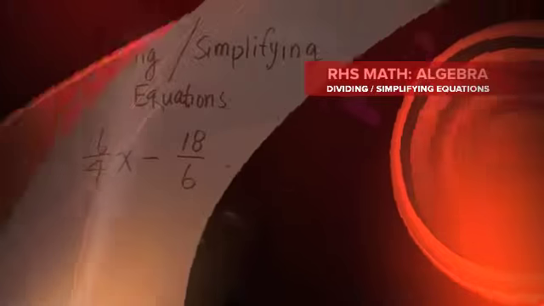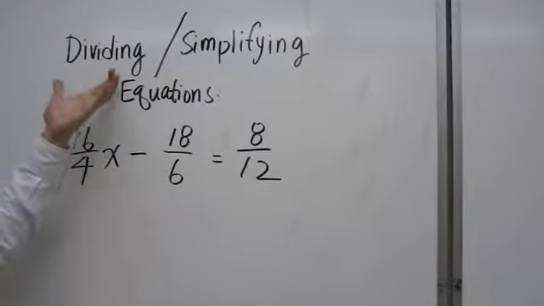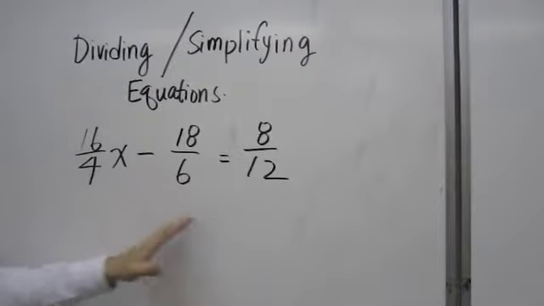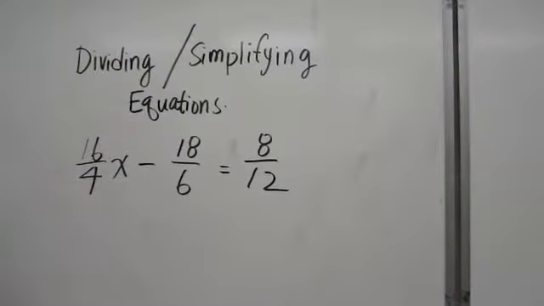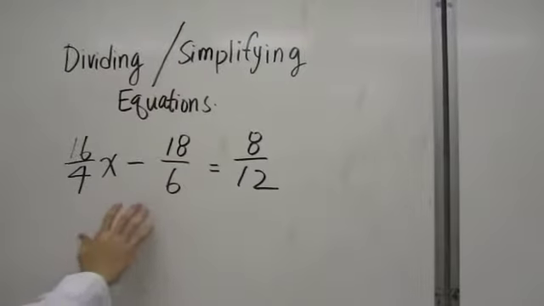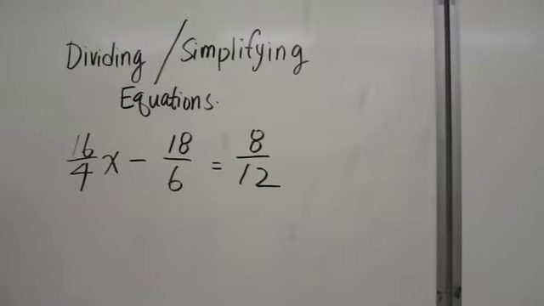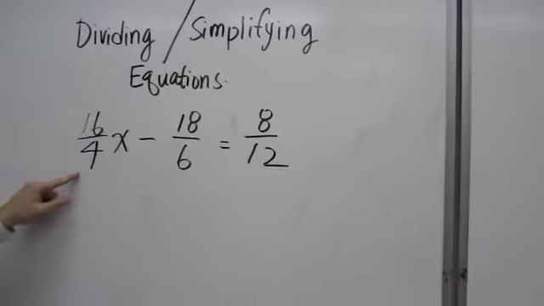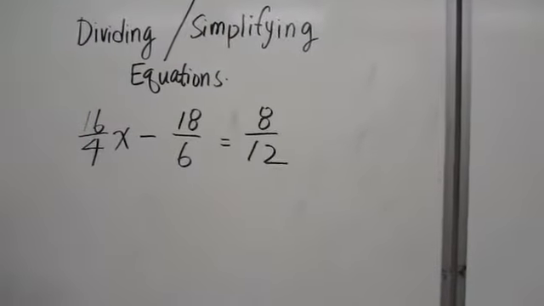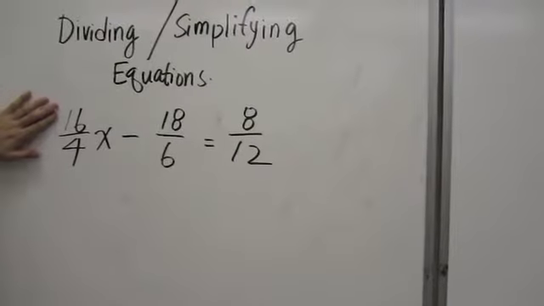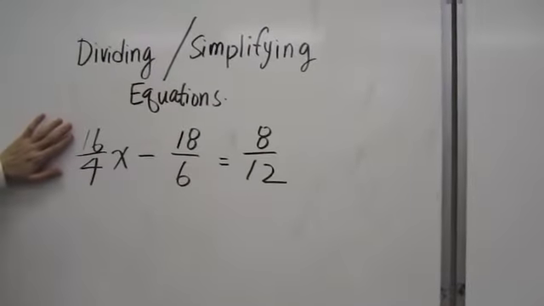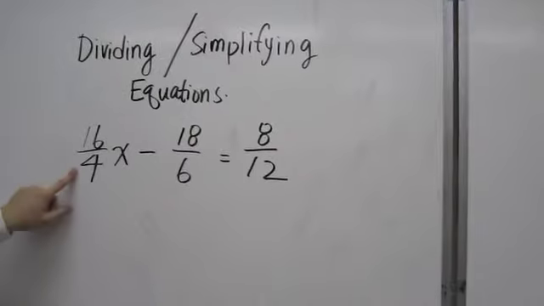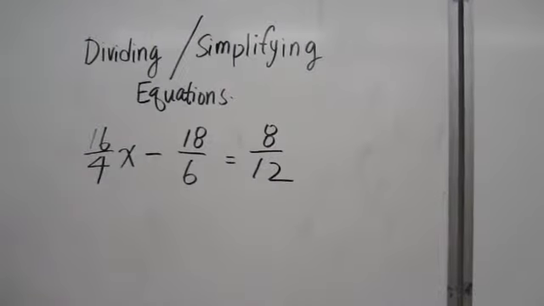Alright, now let's take that same idea and use that information to simplify this equation. Alright, so you see in this equation I have 3 fractions that I want to try and simplify. The first fraction is 16 over 4. So I'm going to ask myself, what number can I divide into the numerator, excuse me, and what number can I divide into the denominator?